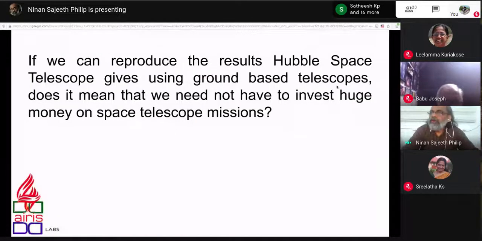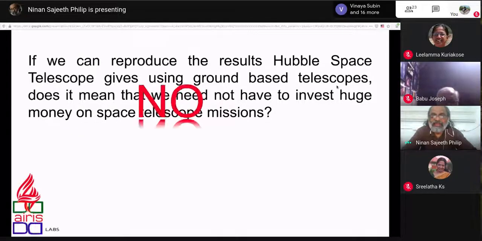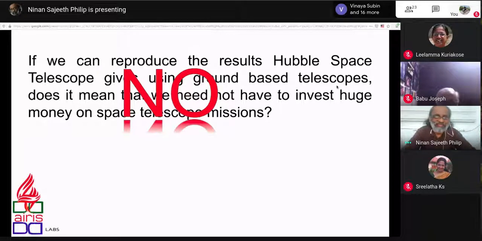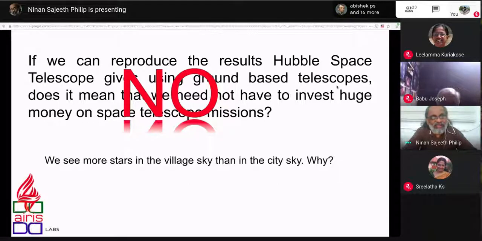Now, one may ask, if we can reproduce the results Hubble Space Telescope was able to do in space with ground-based telescopes, does it mean that we need not invest huge money on space missions anymore? A very pertinent question. The answer is a big no. I'll illustrate why.